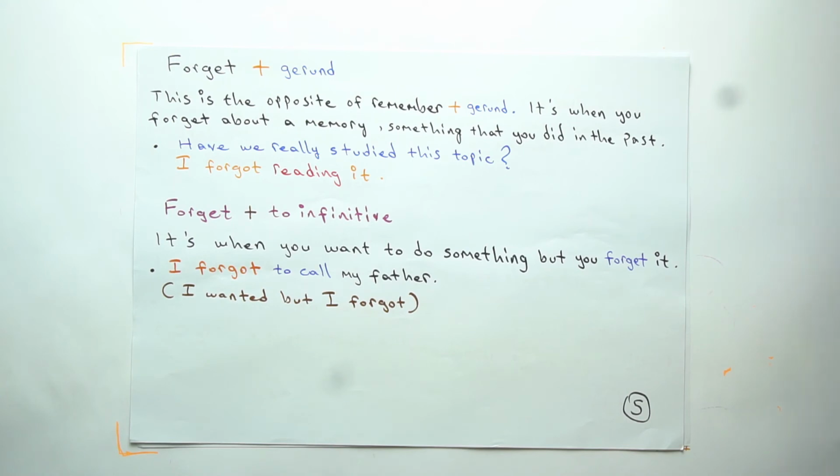The next one is forget plus gerund. This is the opposite of remember plus gerund form. It is when you forget about a memory, something that you did in the past. As an example, have we really studied this topic? I forgot reading it.